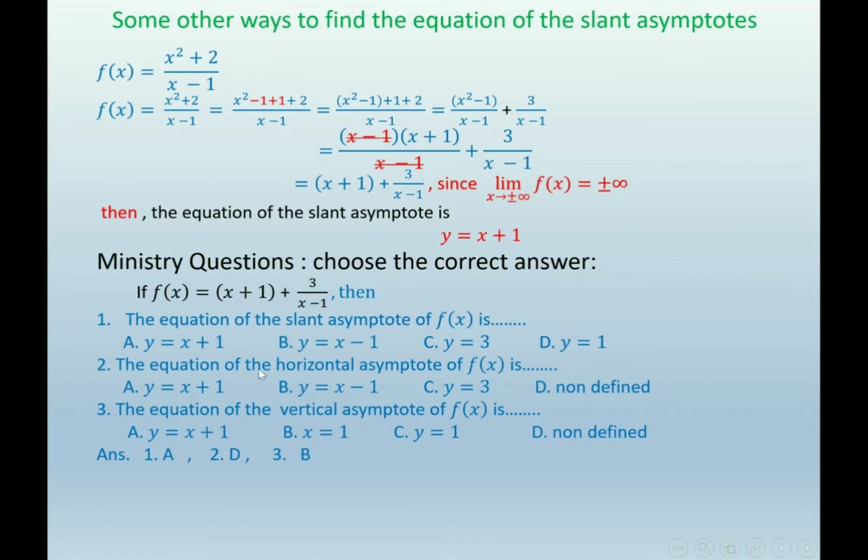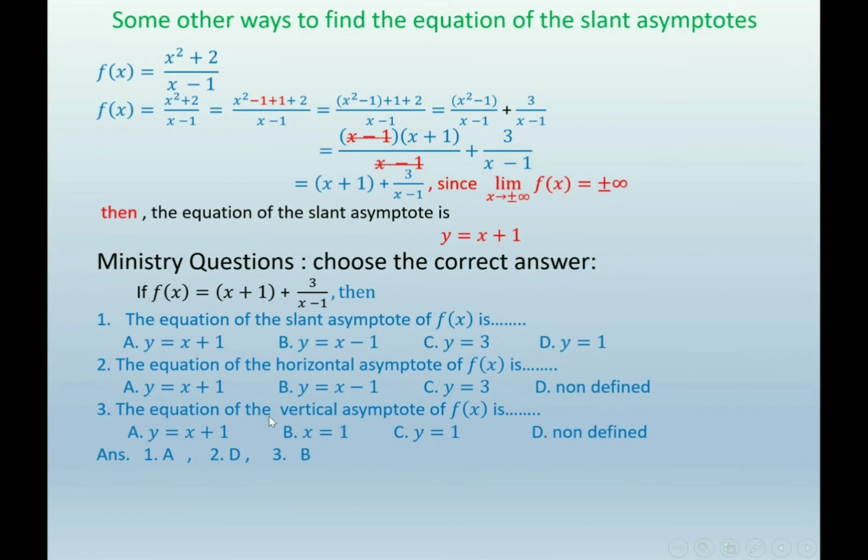Number 2, the equation of the horizontal asymptote of f of x is... To find the horizontal asymptote, you have to use the limit when x approaches infinity for the whole function. Go and try to replace x with infinity everywhere. Infinity plus 1 is infinity, plus 3 over infinity minus 1 is 3 over infinity, which is 0. So infinity plus 0 will give you finally infinity, which is not real, so it is non-defined. There is no horizontal asymptote.